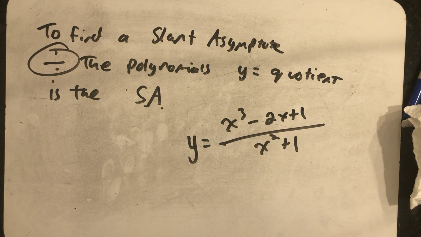All right, so that's it for slant asymptotes. In our next video, we will do an example of graphing a rational function where we find all of its interesting characteristics.